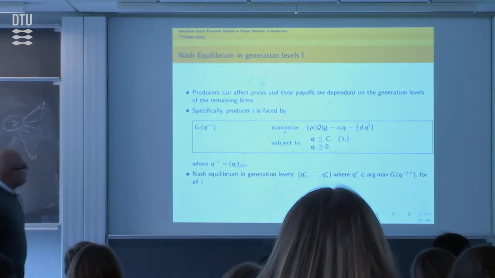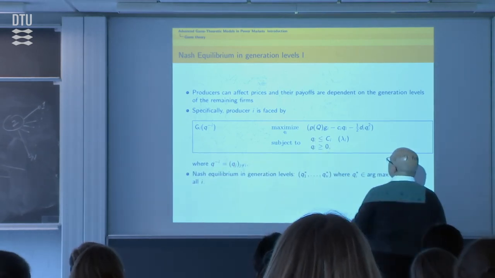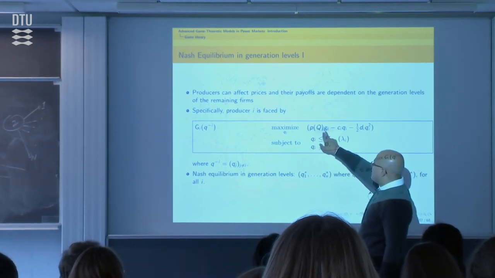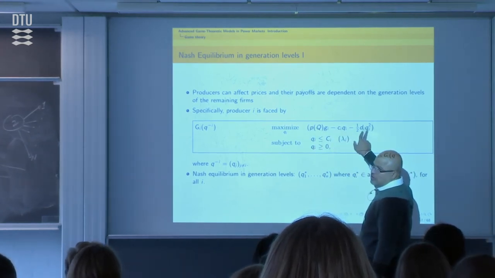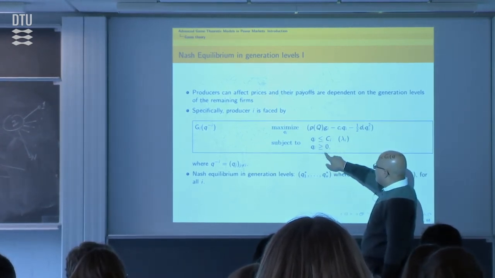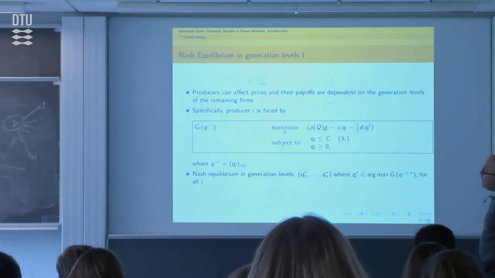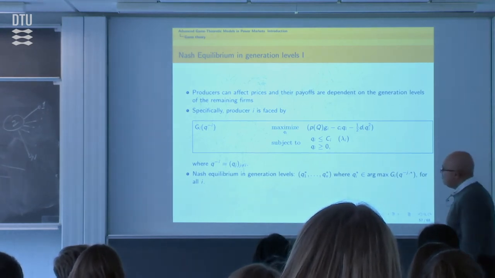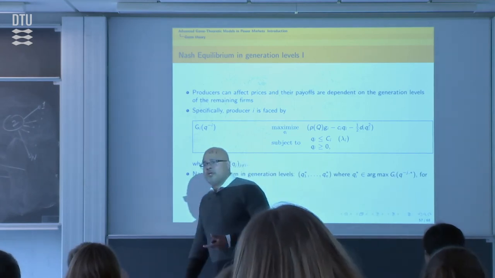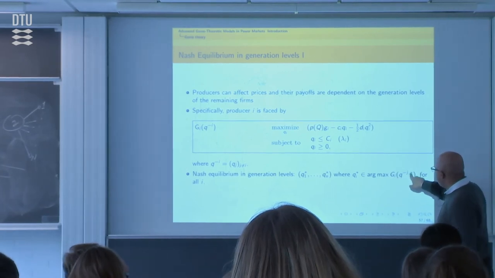So here's what the cost function, the optimization problem is. This is a typo here. This should be Qi. So the sales are P of Q times Qi minus the cost of generating, subject to the requirement that Qi is less than Ci and Qi is non-negative, and this represents a Lagrange multiplier. Okay? And so now you're looking for a Nash equilibrium, Q1 star to Qn star, which is effectively the constrained Cournot equilibrium, where Qi star is an argmax of Gi, Q minus J star.